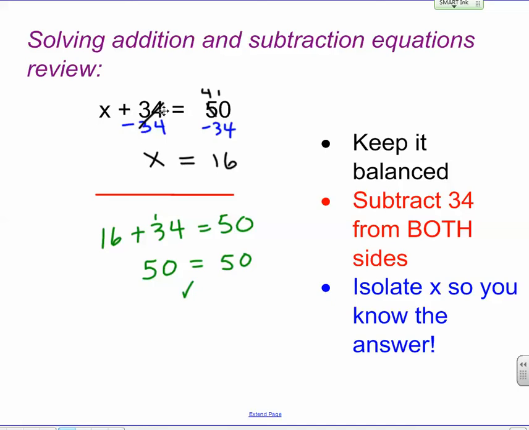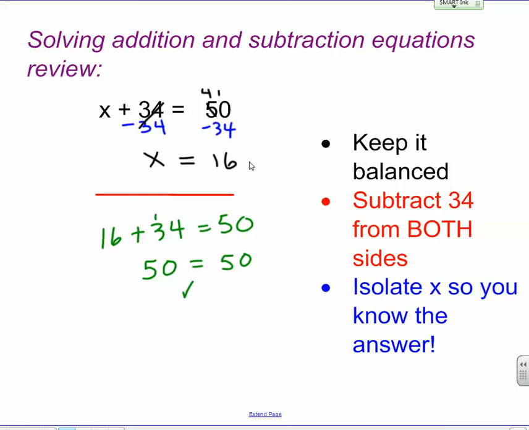So this one was x plus 34 equals 50. What we want to do to isolate the variable x is subtract 34 from both sides, because 34 minus 34 is 0, and we know 0 plus x is x. So now 50 minus 34 is 16. We have our answer, x equals 16.